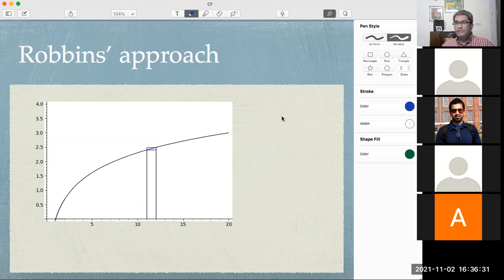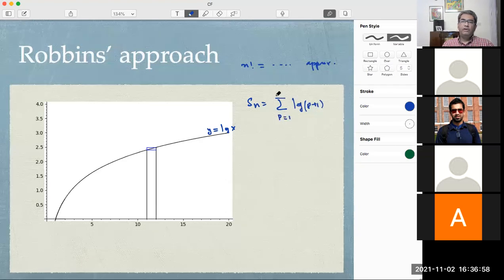Just at the outset, what is Stirling's formula? Stirling's formula is some kind of asymptotic result, some kind of approximation. And this is y equal to log x. What he does is he breaks it into various pieces. He's really looking at S_n, which is this sum of log(p plus 1), p going from 1 to n minus 1. And this point is p, and this is p plus 1. And he's trying to estimate something over here.